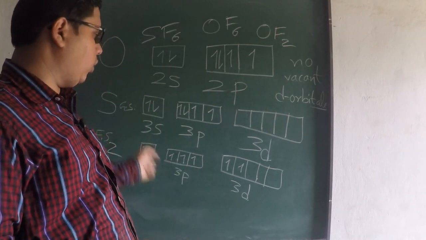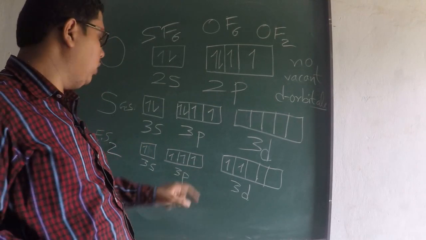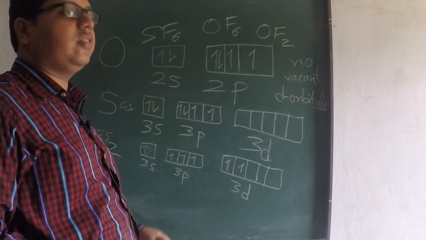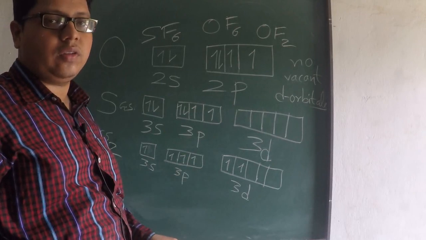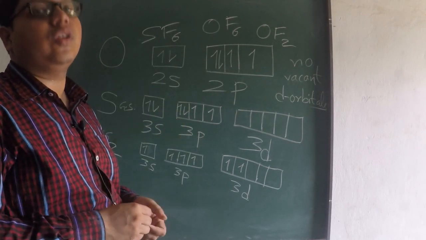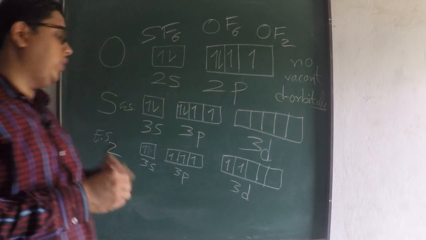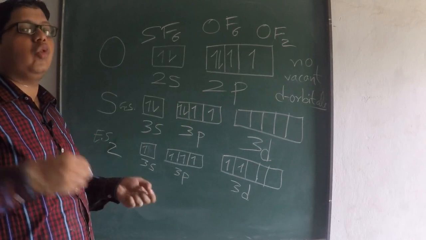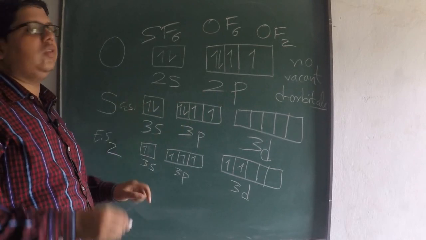We can also have SF4, as we saw before the second excited state. In the first excited state there were 4 unpaired electrons, so we can have SF4 as well. So these are the different oxidation states that sulfur can show. Sulfur can show higher oxidation states, oxygen cannot.